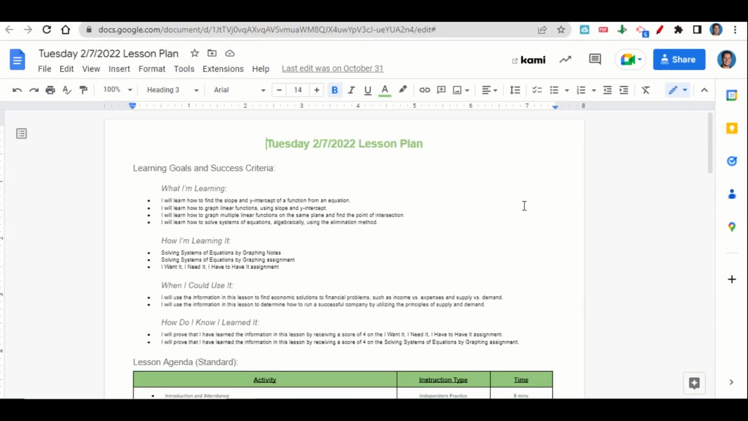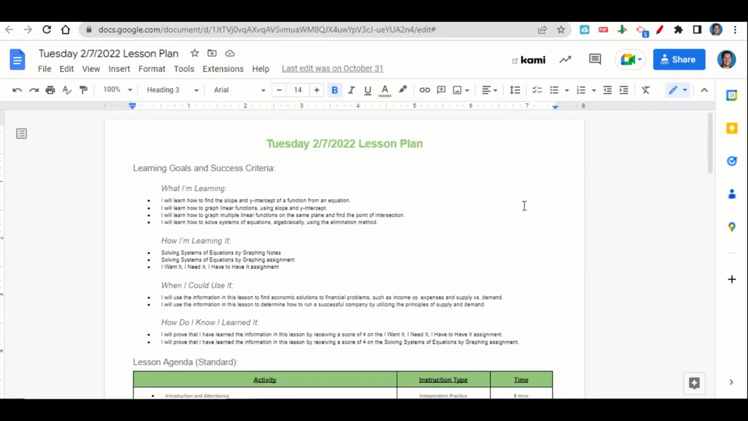First, what are we learning? We're learning how to find the slope and y-intercept of a function from an equation, how to graph linear functions using slope and y-intercept, how to graph multiple linear functions on the same plane and find the point of intersection, and how to solve systems of equations algebraically using the elimination method.